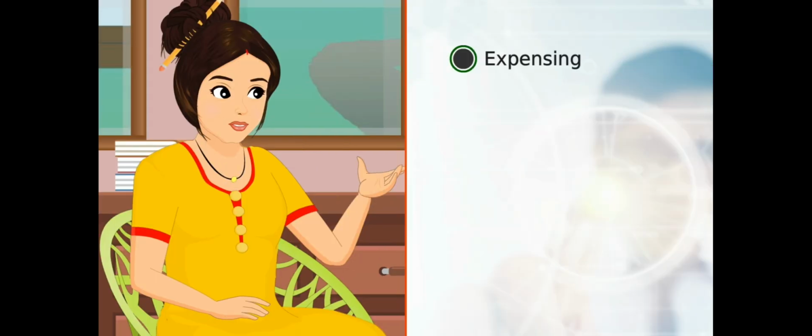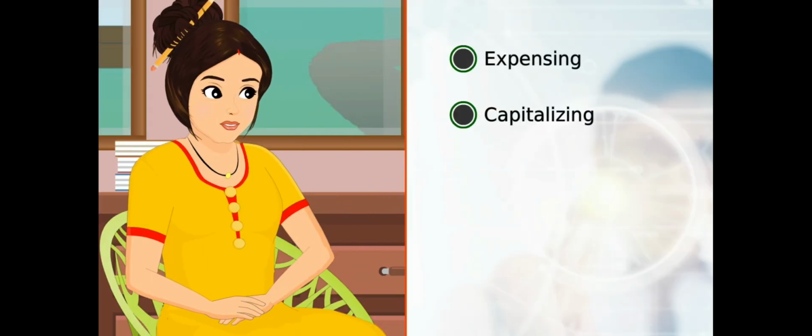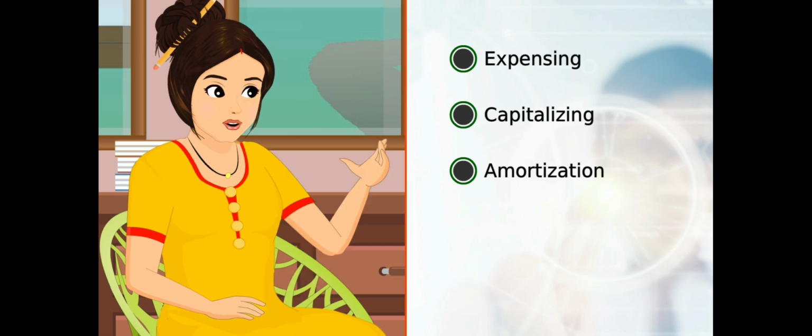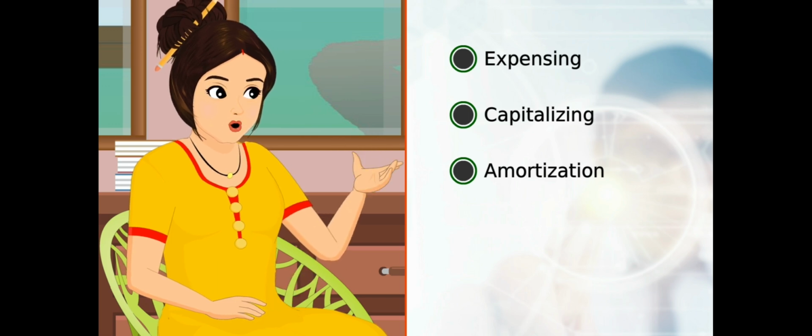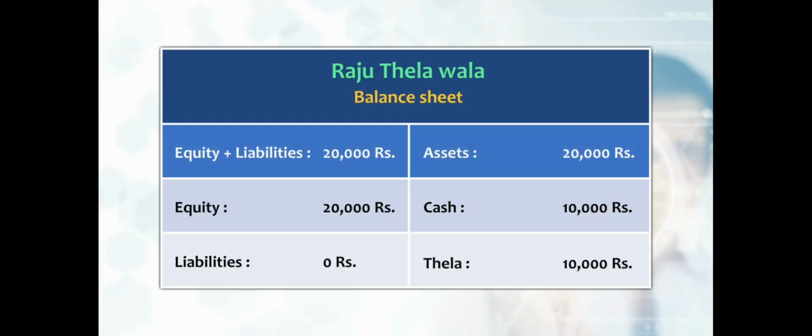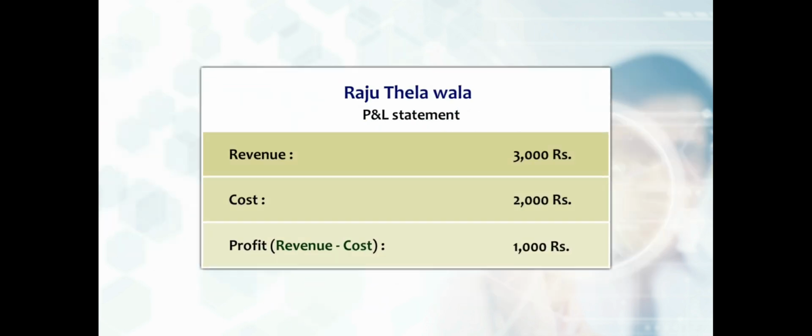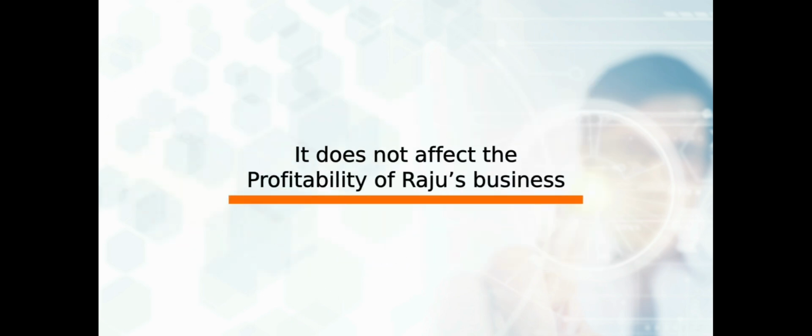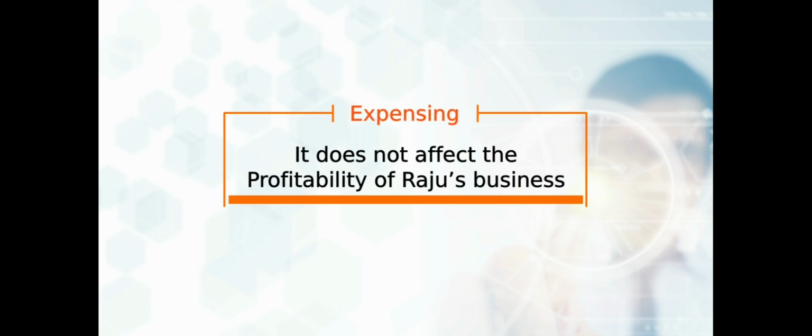Now, let's look at what expensing, capitalizing, and amortization is and how they affect business. In the case of Raju, you can see that the cost of the thela, which is rupees 10,000, only appears on the balance sheet. It does not appear on the P&L statement. It does not affect the profitability of Raju's business. This is expensing. Now, why does this happen?